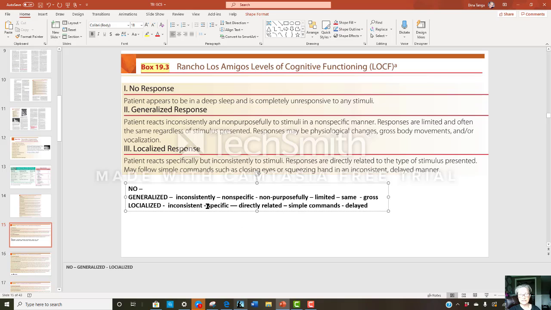I don't know if we could say unrelated. I might modify that. Let's go here.